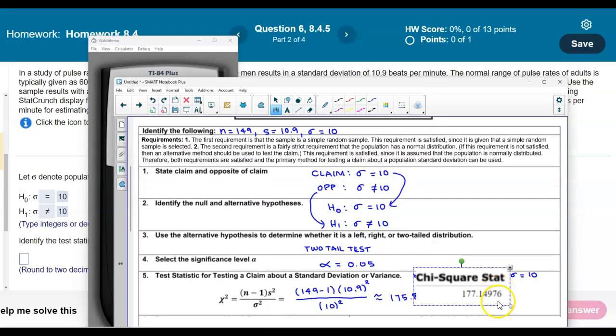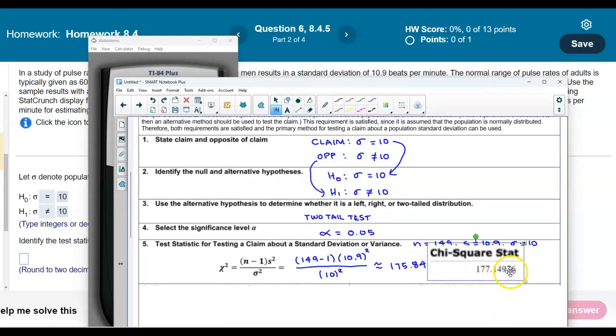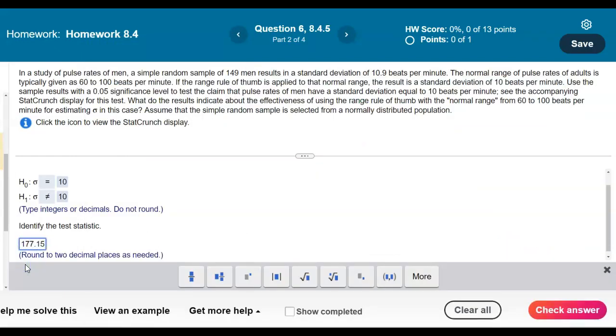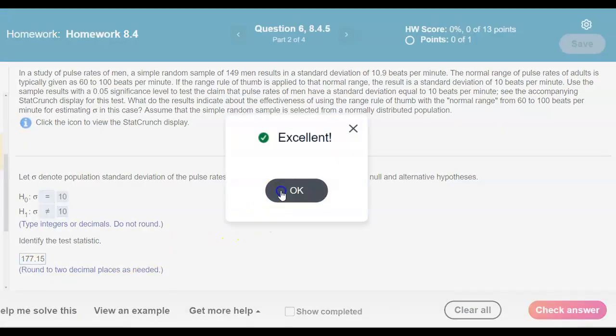And again, that happens because they're using all the particular values. So we're going to go ahead and put into 2 decimal places the one we get in the display, which is 177.15 for our test statistic. Let's go ahead and put that in here. So we get 177.15, and there is our answer.